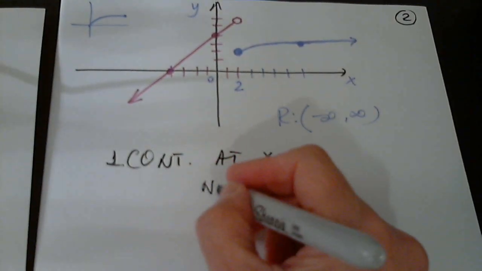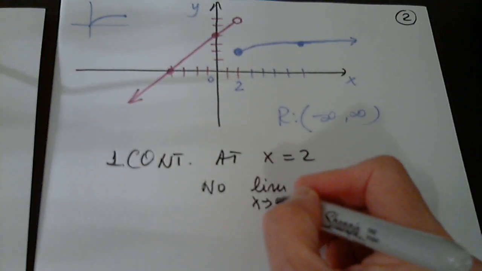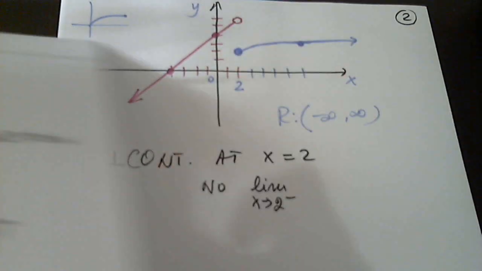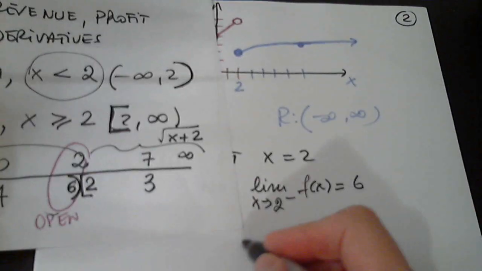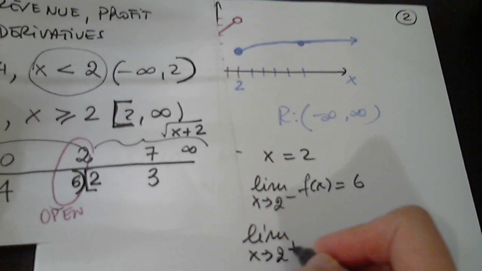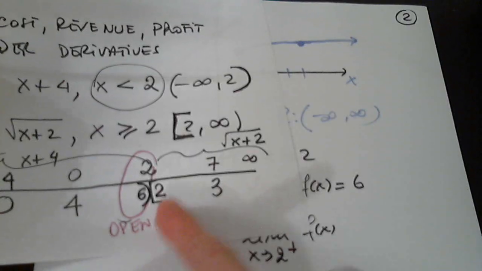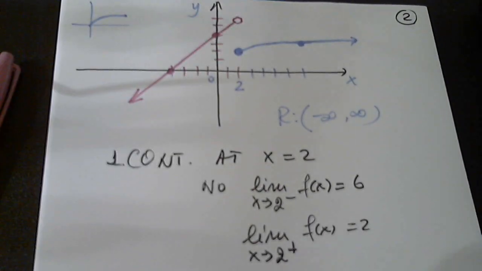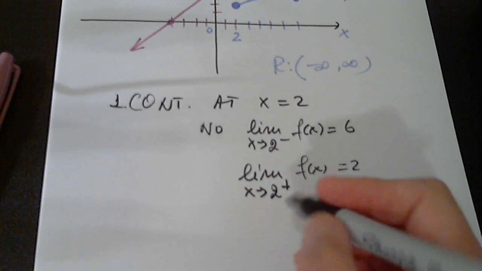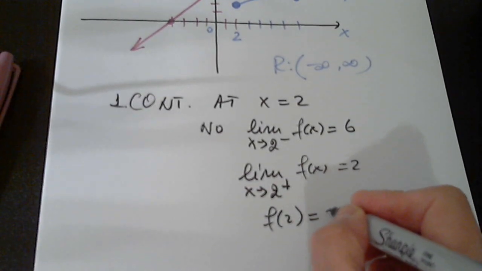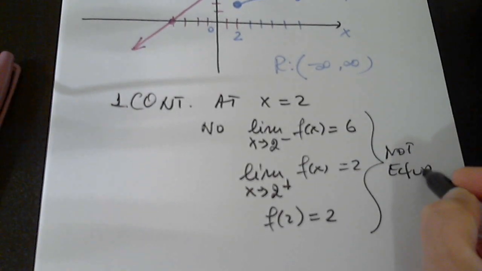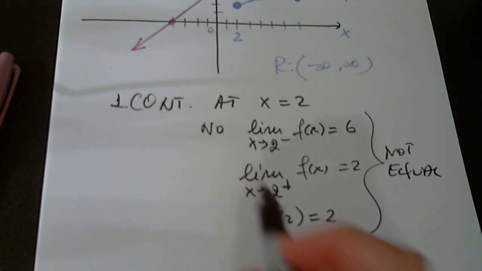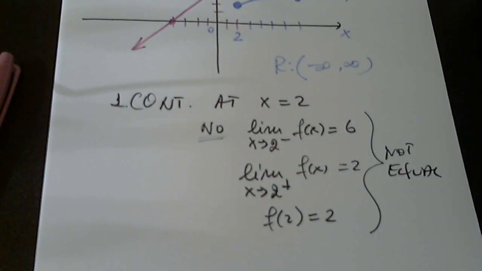And you will say no, because the limit as x approaches 2 from the left, I don't even need to look at the graph. The limit from the left is 6, right here, of f of x is 6. And the limit as x approaches 2 from the right of f of x is 2. They are not equal, right? And the function value f of 2 is 2. So they're not equal. So therefore, the function is not continuous at 2.